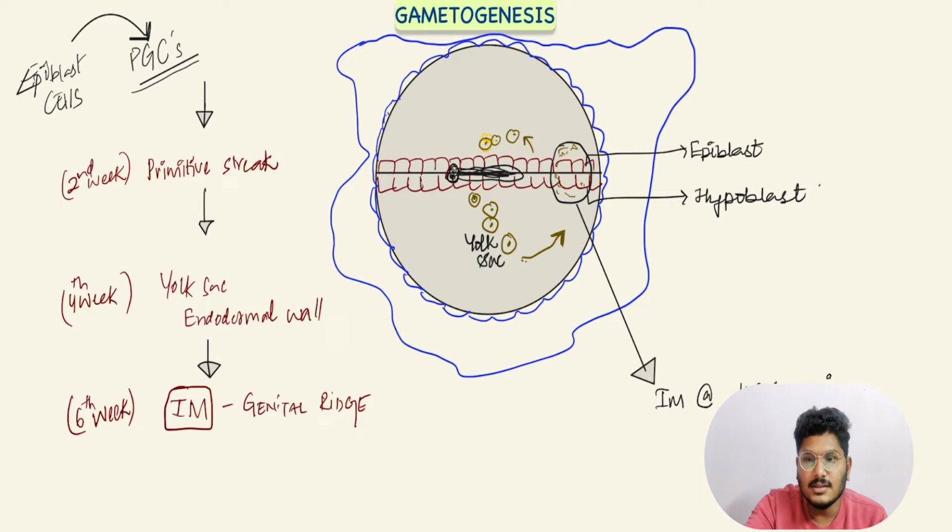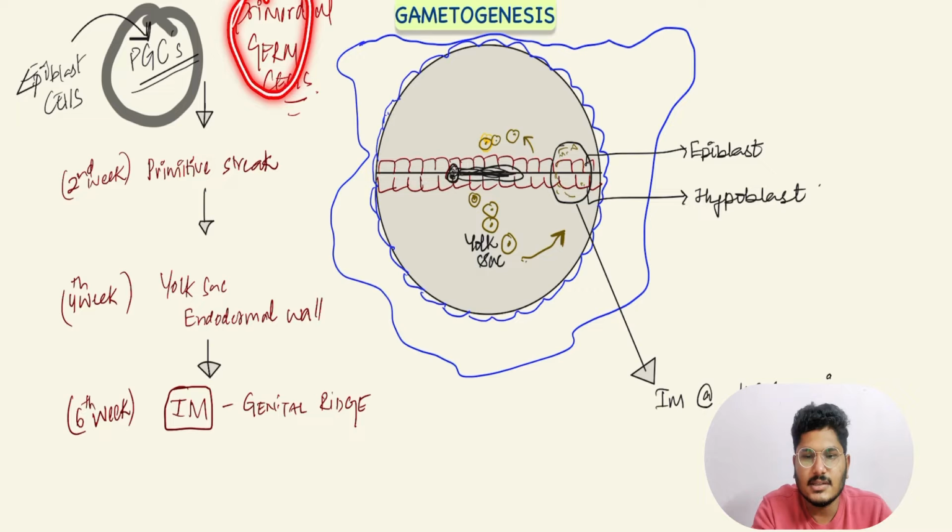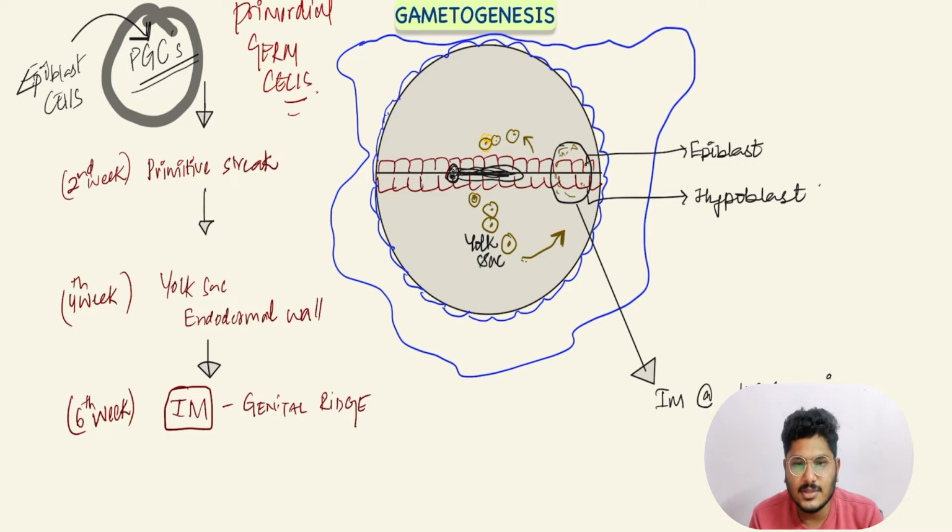If you can see over here, gametogenesis is nothing but the formation of the male gamete and female gamete. For the formation of these gametes, they have to develop from some precursor cells, obviously. So what are they? These precursor cells from which the gametes are formed are called primordial germ cells, PGCs. Primordial germ cells. Where are these primordial germ cells coming from?